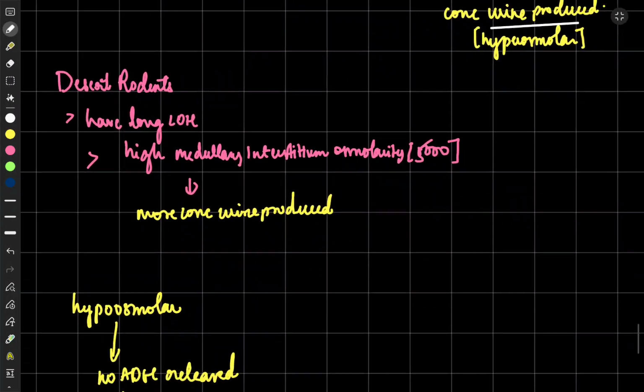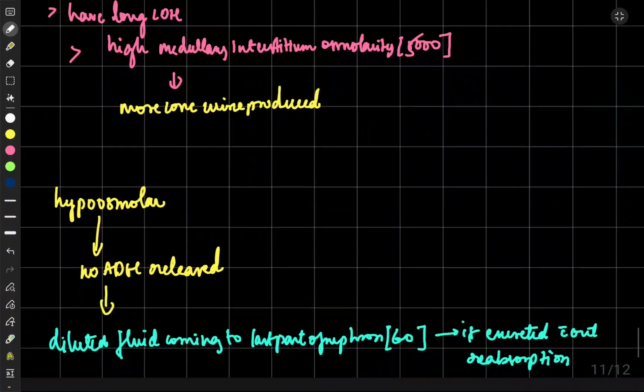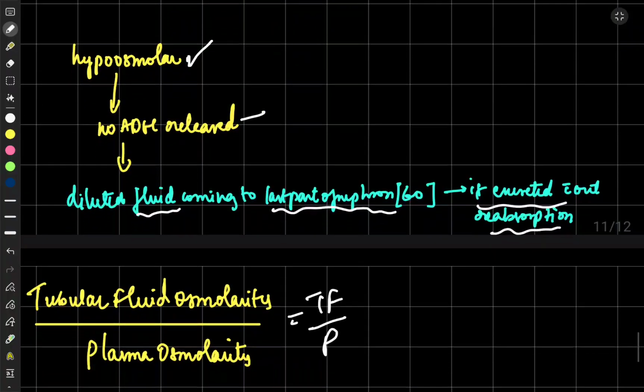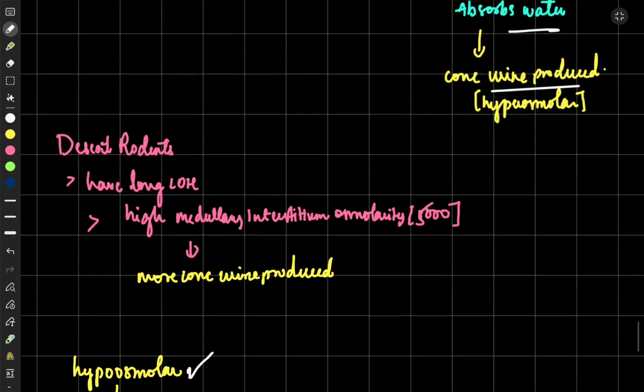Whenever these osmoreceptors sense that the fluid is hypoosmolar, they inhibit the release of ADH, and then there is no ADH action on the late part of the nephron, so the urine produced is diluted and less concentrated, basically.